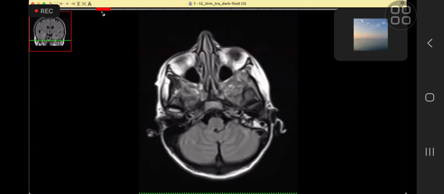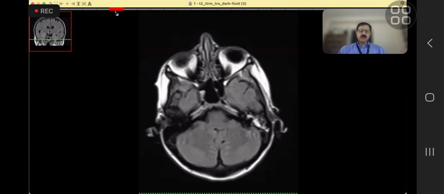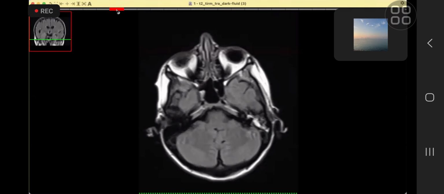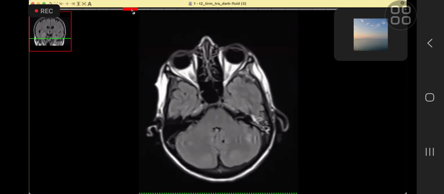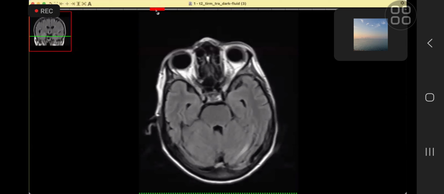I'm focusing now on the area of the middle ear. I can see also there is a high signal and fluid opacifying the middle ear. Okay, look around the pituitary fossa, please. Sure, doctor. Now I will focus around the area of the pituitary fossa. I'm focusing on both cavernous sinuses.